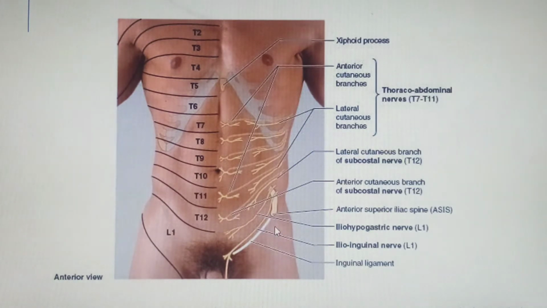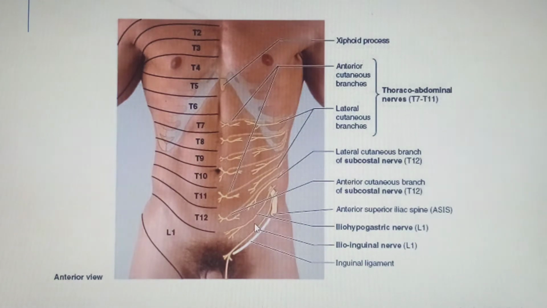And this nerve actually has two branches, a superior branch, which you call the iliohypogastric nerve, and an inferior branch, running parallel to what we call the inguinal ligament, being the ilioinguinal nerve. So these are two nerves, which you call the L1 nerves.